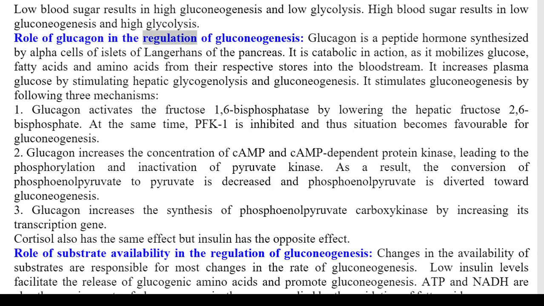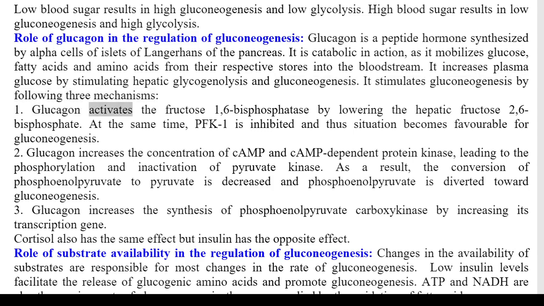Role of glucagon in the regulation of gluconeogenesis. Glucagon is a peptide hormone synthesized by alpha cells of islets of Langerhans of the pancreas. It is catabolic in action, as it mobilizes glucose, fatty acids, and amino acids from their respective stores into the bloodstream. It increases plasma glucose by stimulating hepatic glycogenolysis and gluconeogenesis. It stimulates gluconeogenesis by following three mechanisms.